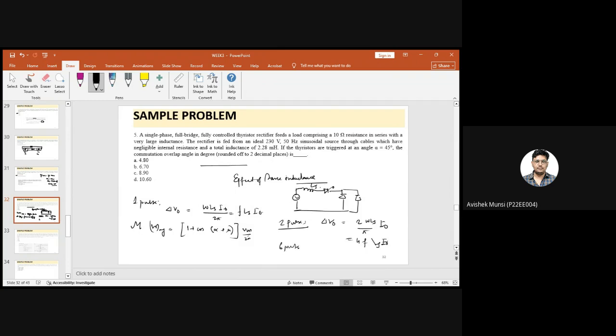For 6 pulse, that is for 3 phase, I naught is, sorry, Vm by 2 omega Ls, cos alpha minus cos alpha plus mu. Mu is the commutation angle. For 2 pulse, I naught is Vm by 2 omega Ls, cos alpha minus cos alpha plus mu. Okay, so just use these formulas and you will be able to solve it.